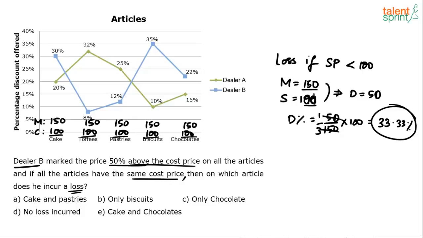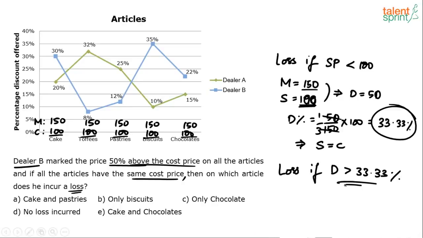1/3. Meaning if the discount is 33.33%, then selling price is equal to cost price. Yes or no? 100 rupees, right? Selling price and cost price both are equal, meaning no profit, no loss. If the discount is more than 33.33%, then there is a loss. So I can say he will incur a loss if discount is greater than 33.33%. Now just check for which articles the discount is more than 33.33%.